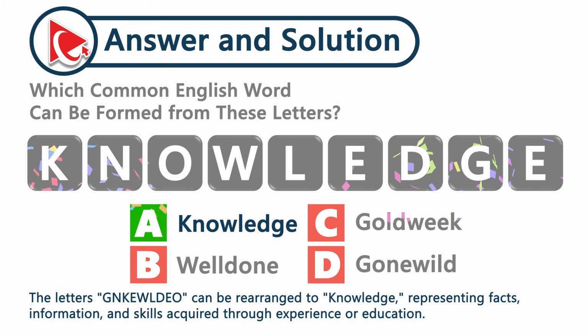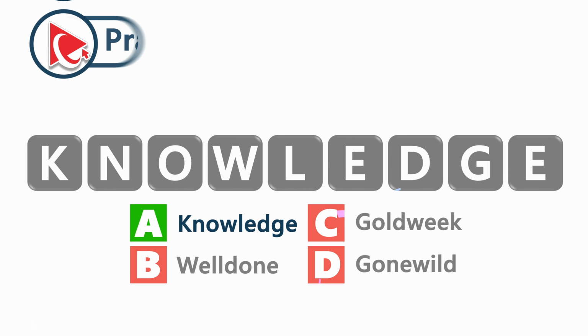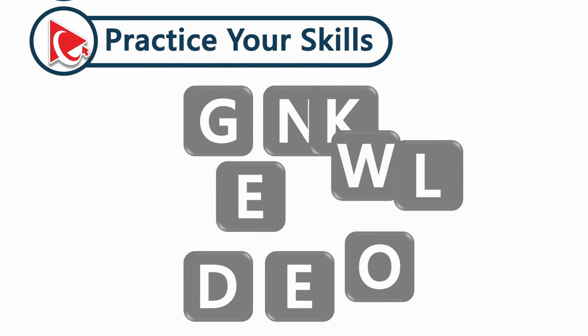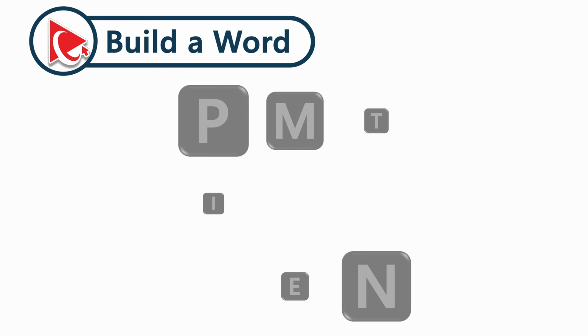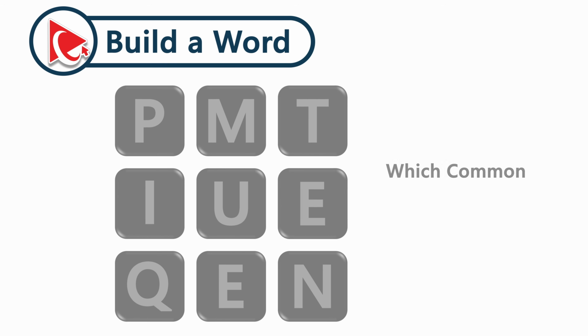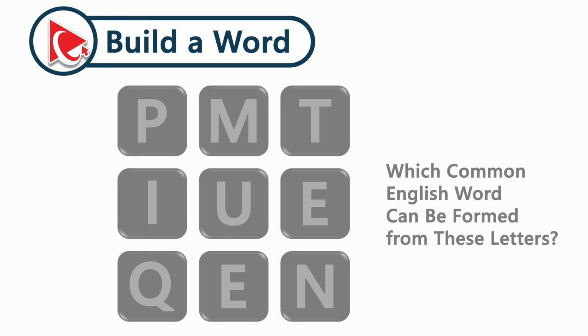I truly hope you got it right, but you might ask, what if I didn't? Ready to practice your skills? Try this question to see how you would do. You're presented with 9 letters, and you need to determine which common English word can be formed from those letters. The letters are P, M, T, I, U, E, Q, E, N.